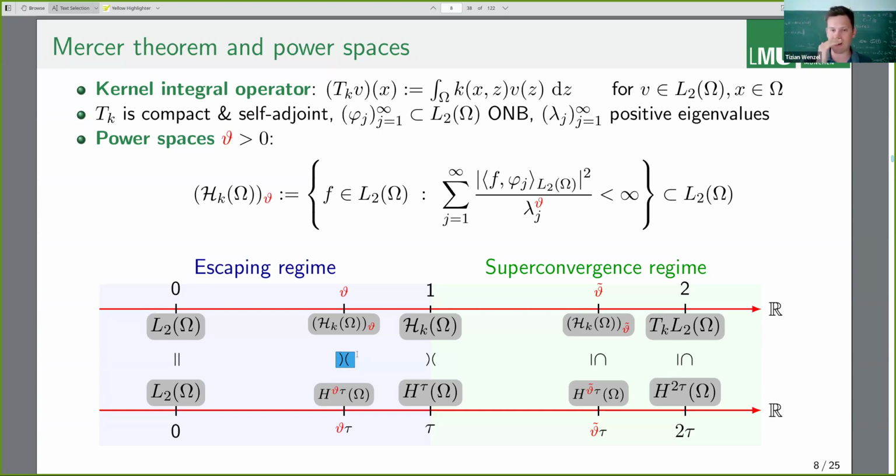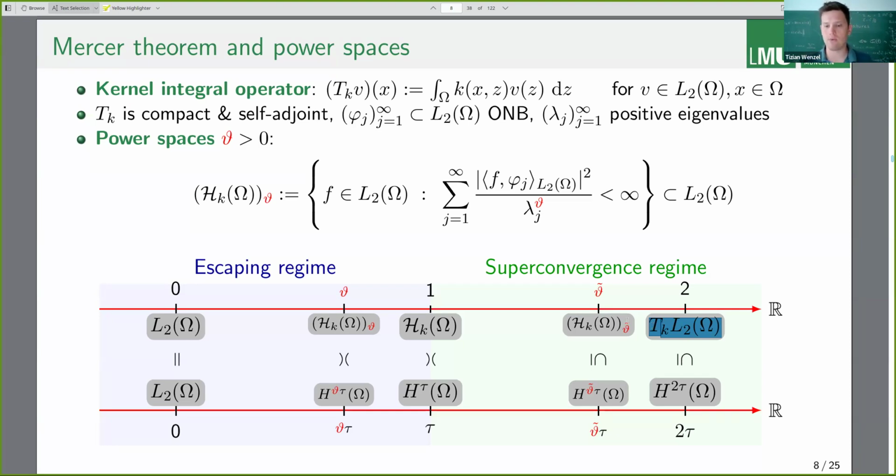Then on the right-hand side, we have the superconvergence regime, because there we have increased smoothness compared to the reproducing kernel Hilbert space. In particular, we see the Sobolev space of double smoothness, with smoothness 2 tau, and we also see the image of the integral operator, just the integral operator which we discussed before. The important thing here is that this image of the integral operator is not equal to the full space H2tau, but it's just a subspace, usually given by some particular boundary conditions.